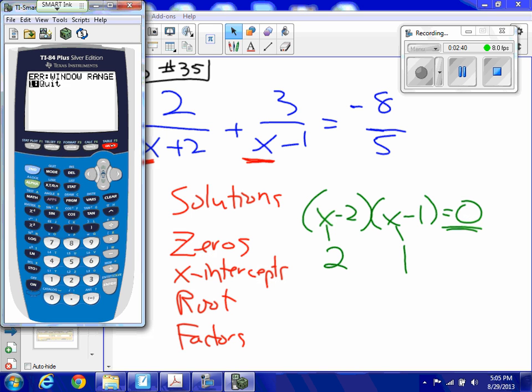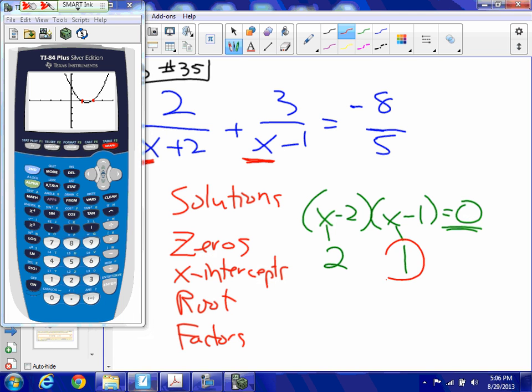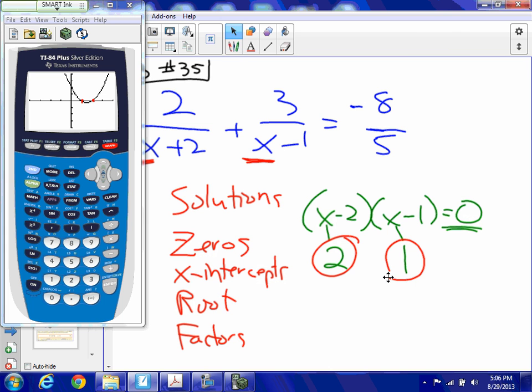I'll graph it. And it doesn't like that. Why not? My window. Oh, let's see. Negative 4 and 4. Negative 4 and 4. I think it'll graph it now. There we go. And I can see that my solutions, my x-intercepts, my roots are right there at, just as we expected, 1 and 2.